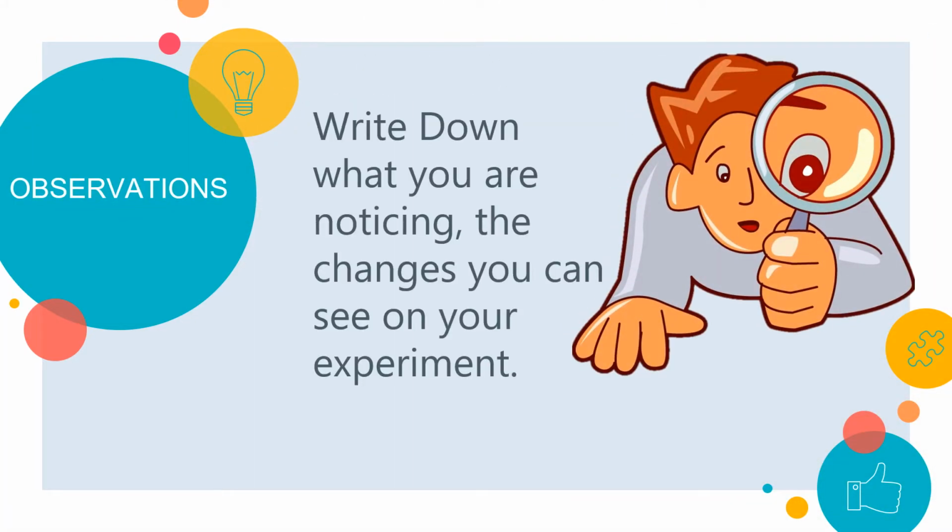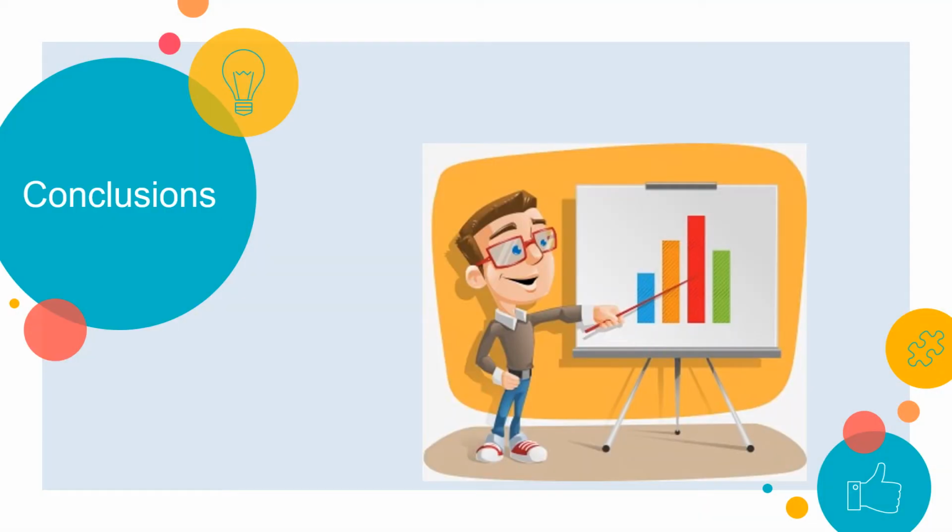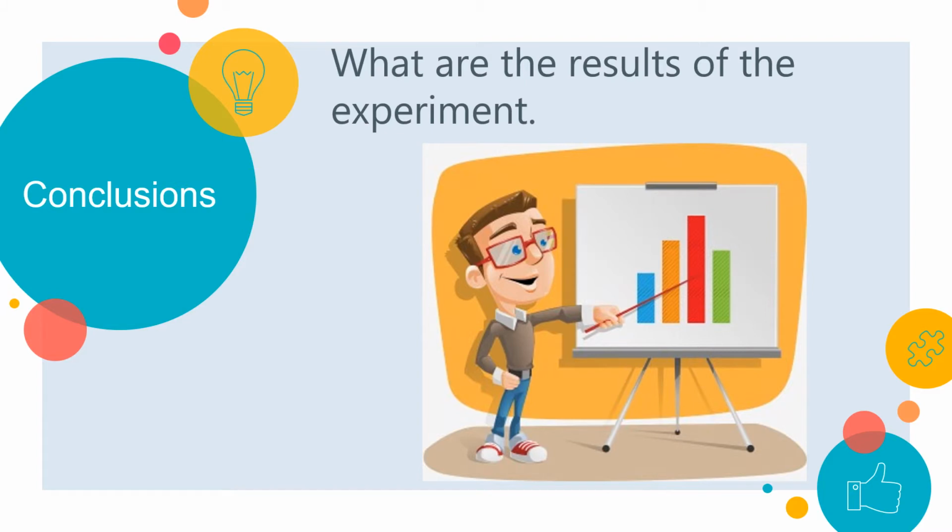We have the observations, where you're going to write down changes. What do you see? What things have you noticed during your experiment? And finally, we have the conclusions. What are the results of your experiment? Did you answer your question? What was that answer? And tell me, what did you learn about your experiment also?